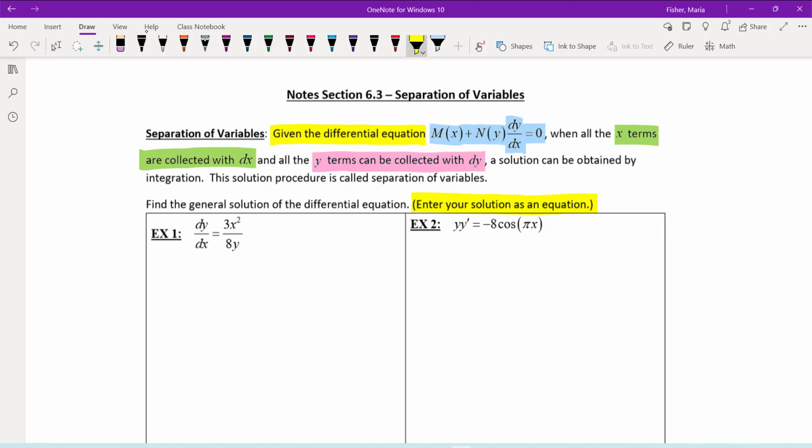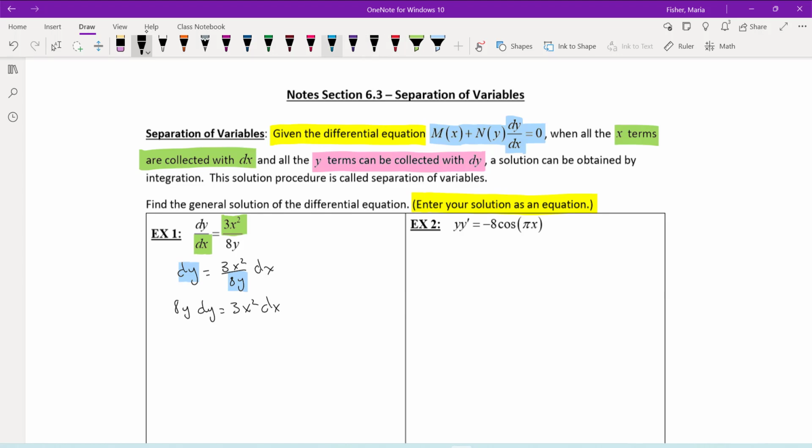So number 1 is dy dx is equal to 3x squared divided by 8y. The first thing we want to do is put all our x's on the same side of the equal sign. So I have to move this dx to the other side to get it out of the denominator, and I need to keep it with my 3x squared. So we end up with dy is equal to 3x squared over 8y times dx. Now I want all my y's on the same side, so I have to multiply both sides by 8y. I have 8y dy is equal to 3x squared dx.